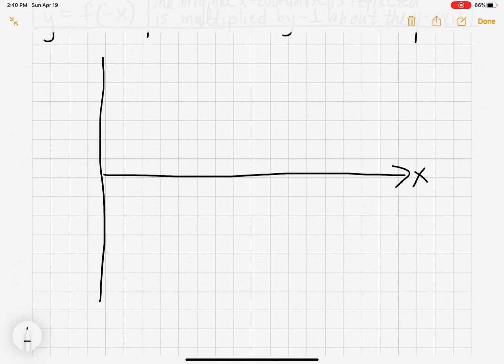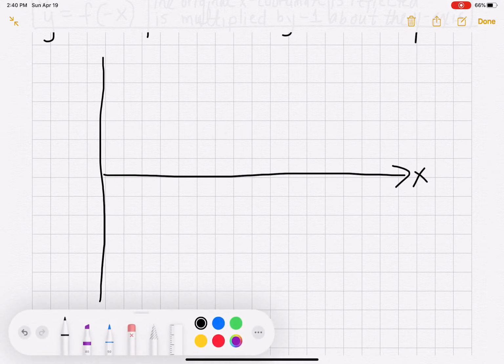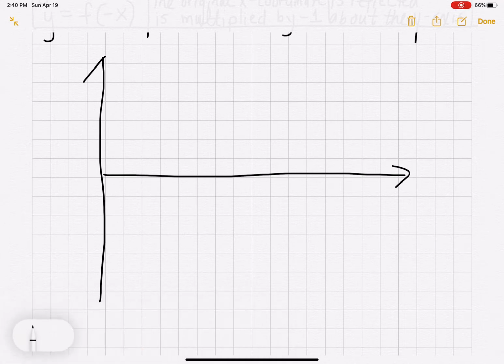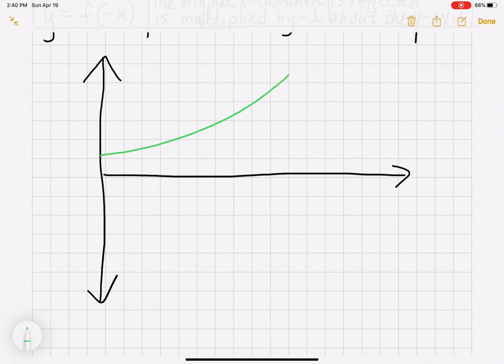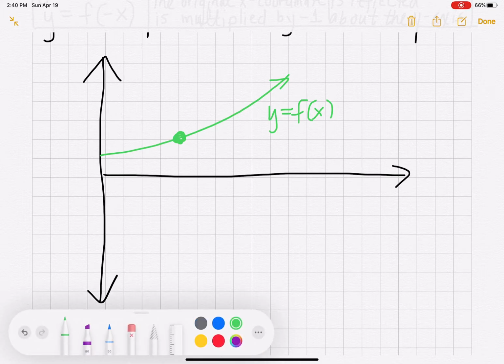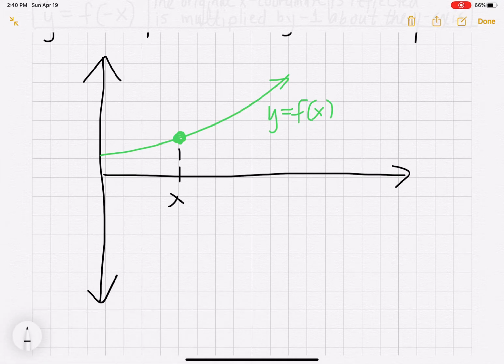Now here's our x-axis. And here we have the y-axis vertically on the left side. This is the y-axis. And let's say I have a function, I don't know, call it y equals f of x, right? So I pick an arbitrary point here. This is the green point. The input is x. The output here on the y-axis is f of x, right? Input is x, the y value is f of x.